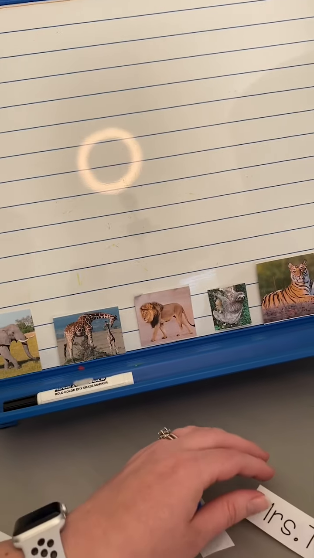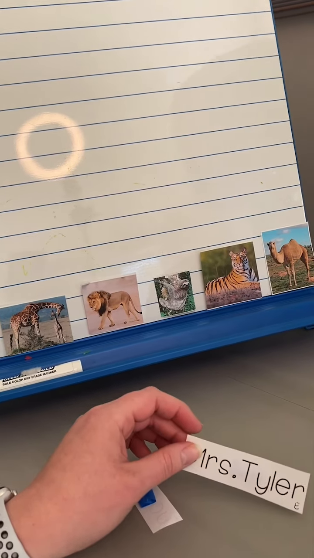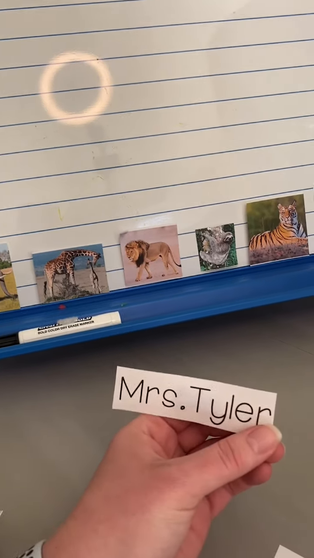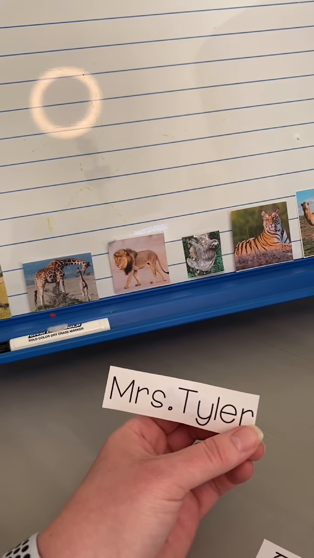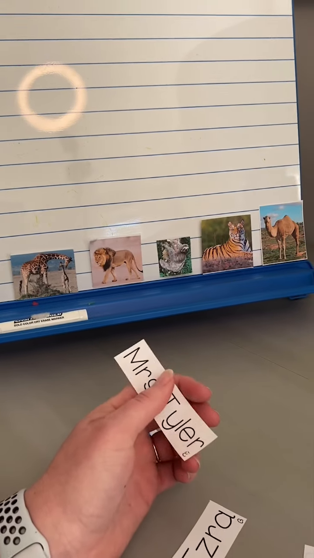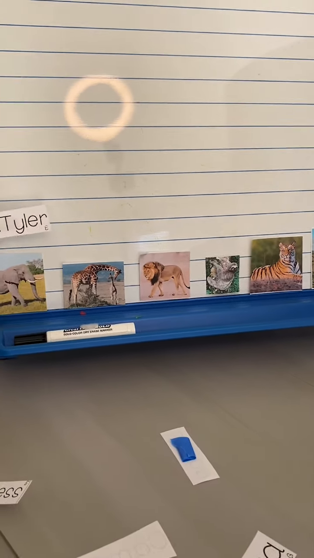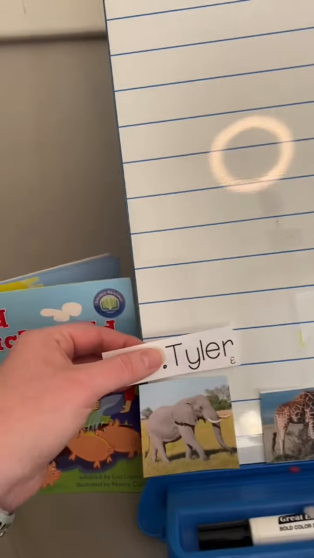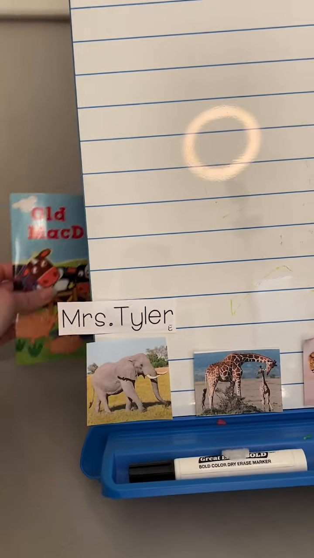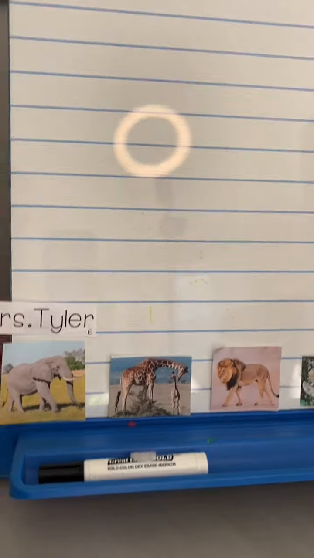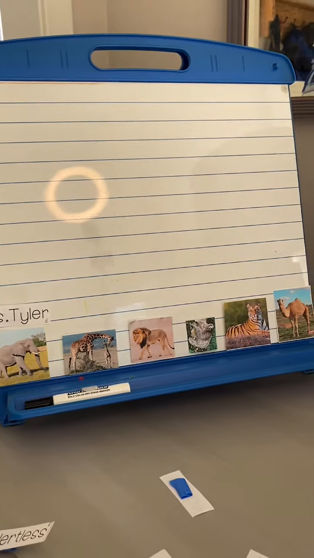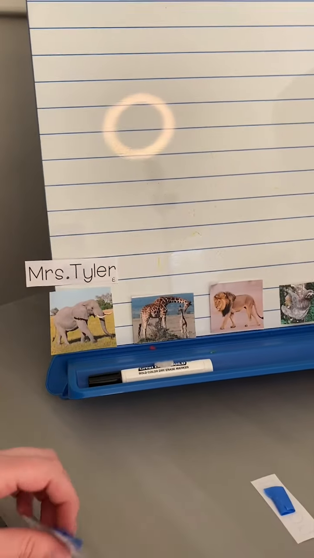So now we are going to make our graph. We are going to start with Mrs. Tyler. Can anyone guess what Mrs. Tyler's favorite animal might be? What do you think? Her favorite animal is an elephant. So we're going to put her name on top of our elephant. Looking at our graph, which one has the most so far? If you said elephant, you are correct.